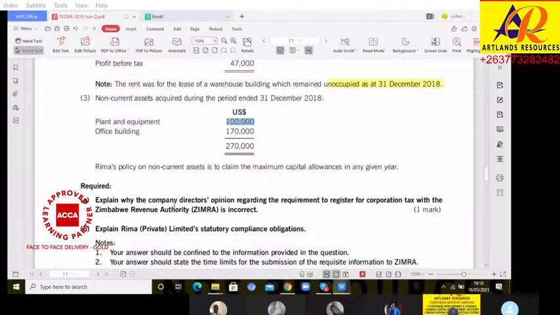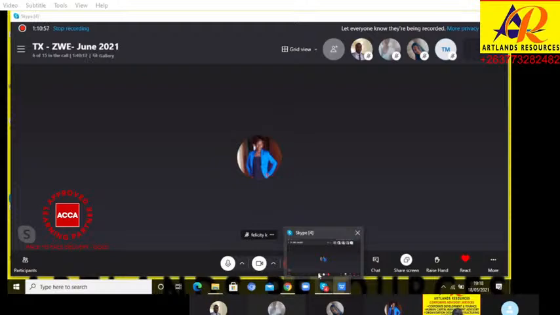So there you go. Explain why the directors' opinion regarding the requirement to register for corporation tax is incorrect. They are saying register for corporation tax 18 months after commencing operations. Generally, you register for corporation tax within 2 weeks. Then the Commissioner may allow up to 31 days, or within a month. But as a general rule, the maximum is 1 month. If you want to be a good corporate citizen, you register for corporate tax within 2 weeks.